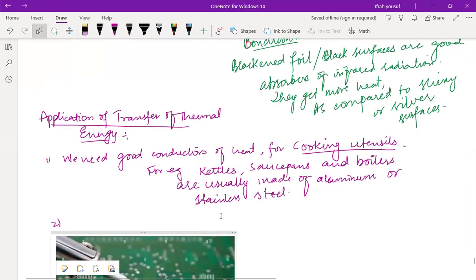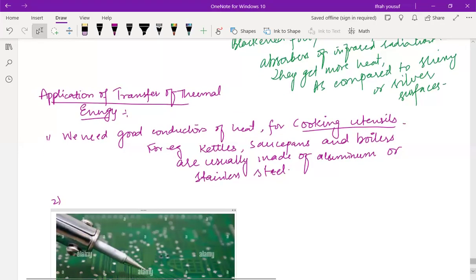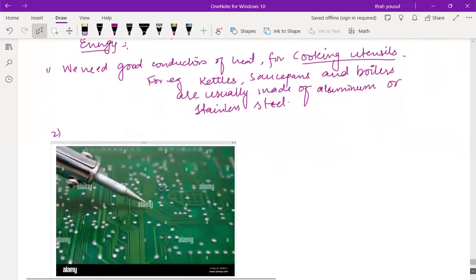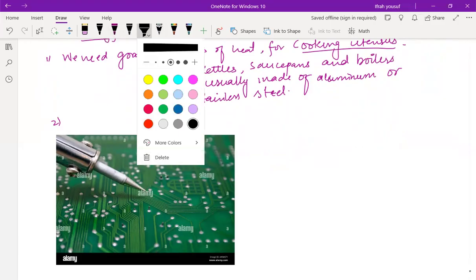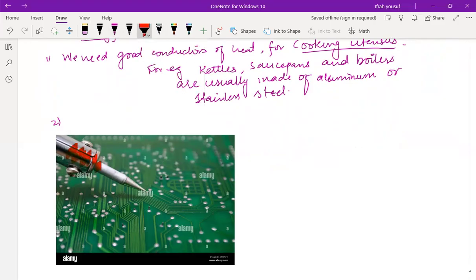Okay. Right. So you must have seen this, right? Printed circuit board, PCBs. Can you see this one? This thing? You must have seen this one. So this one is a soldering iron. This is what? Soldering iron.